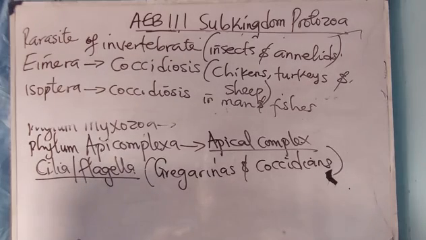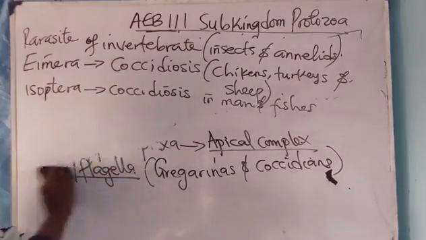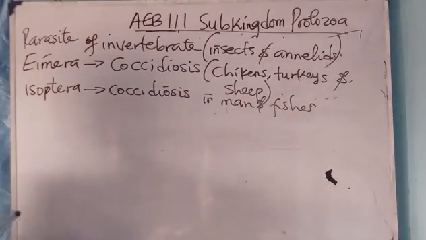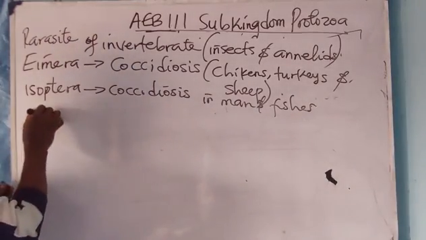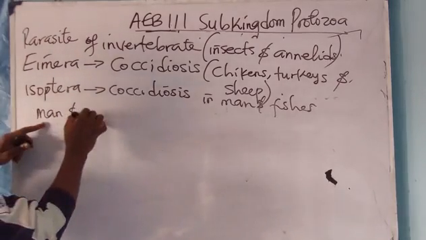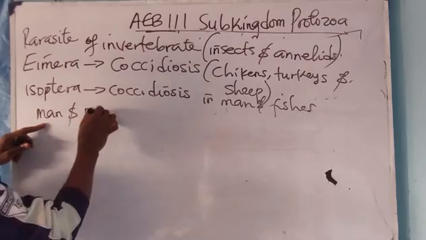Now, what are other features of these organisms? They undergo a life cycle that involves man, or the life cycle occurs in man and mosquito.